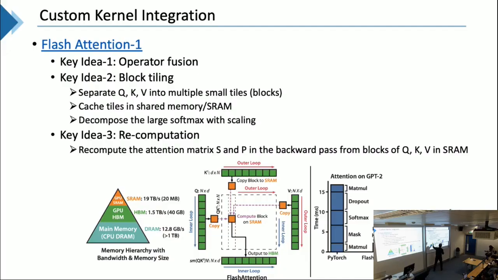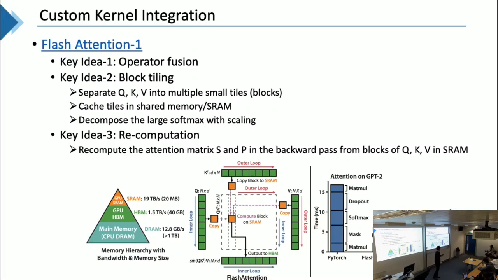This is the idea shown in the middle of the figure. For example, this is your Q vector, K vector, and V vector, and this is your output vector, right? The basic idea is we separate this into multiple blocks, and we only cache this orange small block. We only cache one block, one tile, in on-chip memory, and we iterate, every time loading different tiles to do one computation.